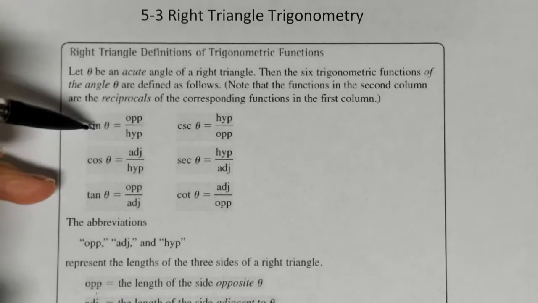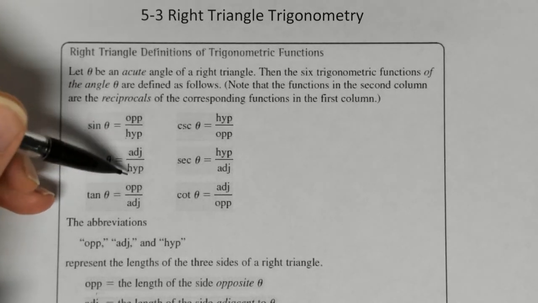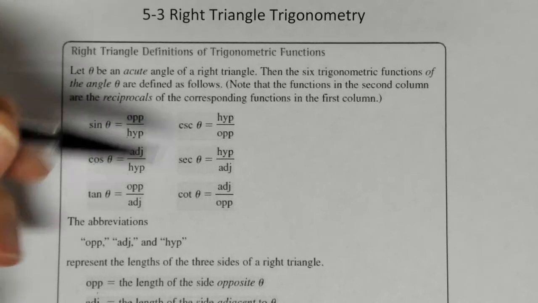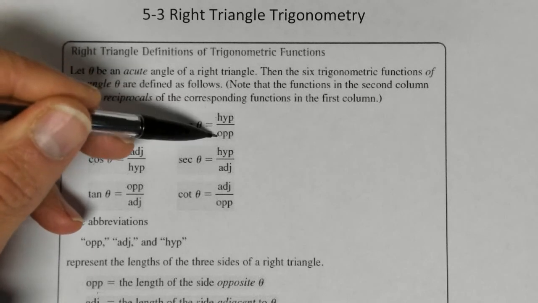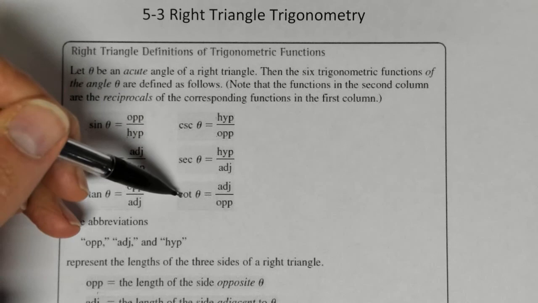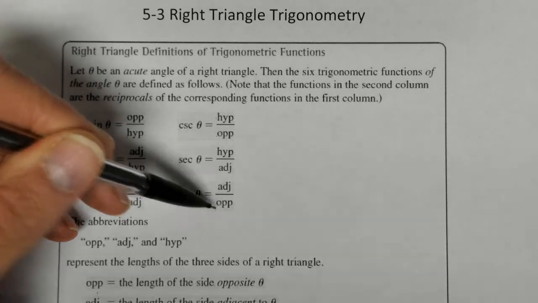All right, so sine is opposite over hypotenuse. Cosine is adjacent over hypotenuse. Tangent is opposite over adjacent. This is cosecant, hypotenuse over opposite. Okay, secant, hypotenuse over adjacent. And cotangent, which is adjacent over opposite.